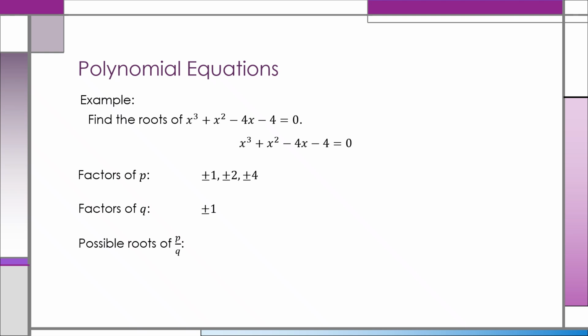When you say leading coefficient, this is the coefficient of the leading term. And for the possible roots of P over Q, of course, you have to divide P by Q, 1 by 1. So the possible roots of P over Q will be positive 1, positive 2, positive 4. And of course, negative 1, negative 2, negative 4. You have to include that. I hope that you get this.